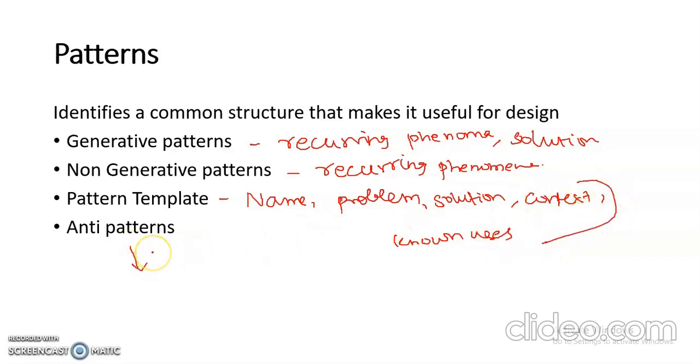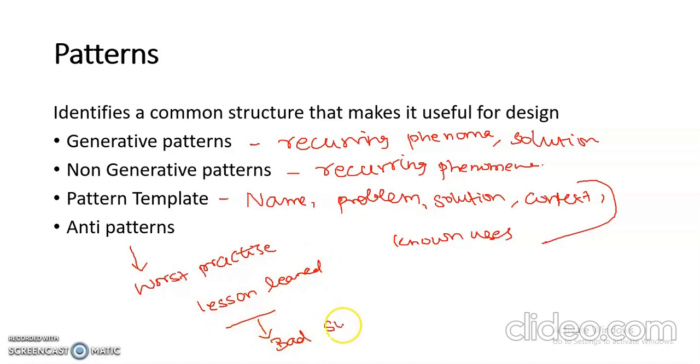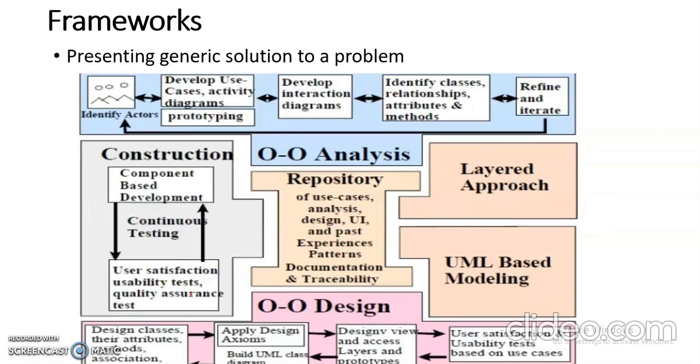Then the anti-patterns. An anti-pattern is nothing but a worst practice or a lesson learned, which describes the bad situation and also provides a solution for how to recover from the bad solution to a good solution. So it is called a worst practice. It shows what the bad situation is on implementing a particular process, and it also provides the solution for it. So this is patterns.